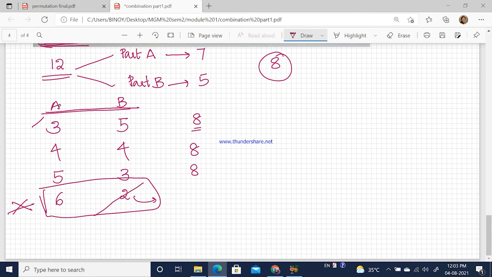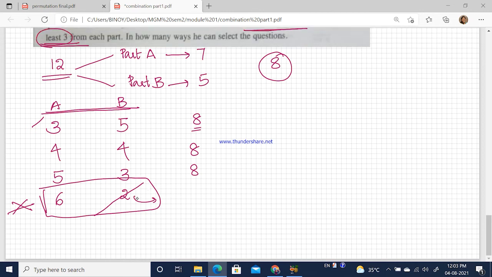If I take 6, I can only attempt 2 questions, and it says that each candidate is required to attempt 8 questions, not more than 8, and it violates the condition of at least 3 from each part. So this cannot be considered. If I take 7 questions from part A, I will get only 1 question from part B, which is also not possible. So the number of possible combinations will be from this.